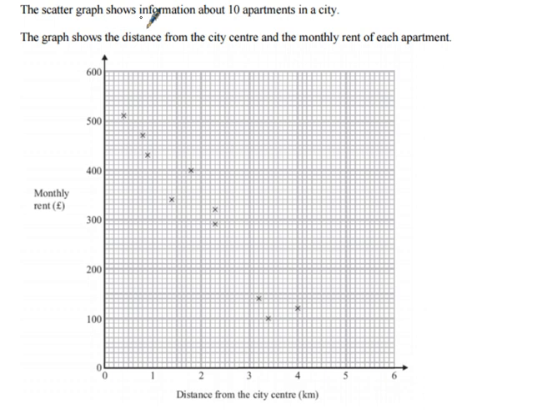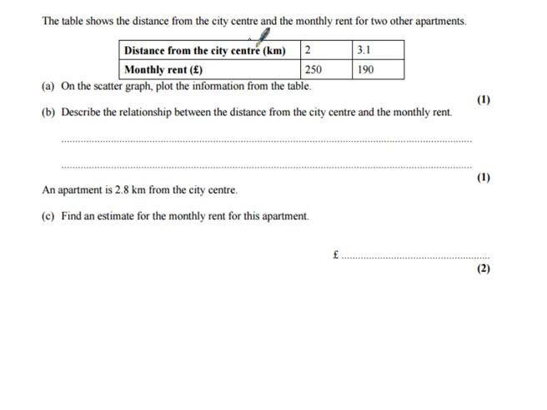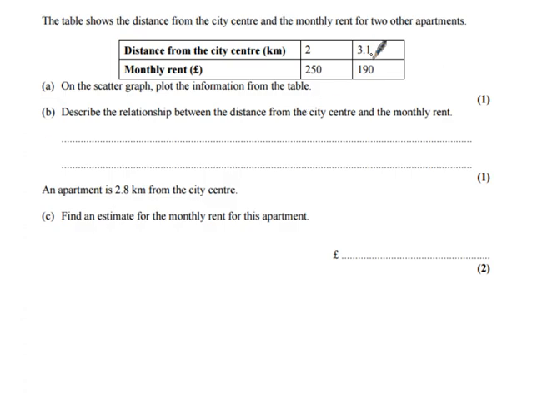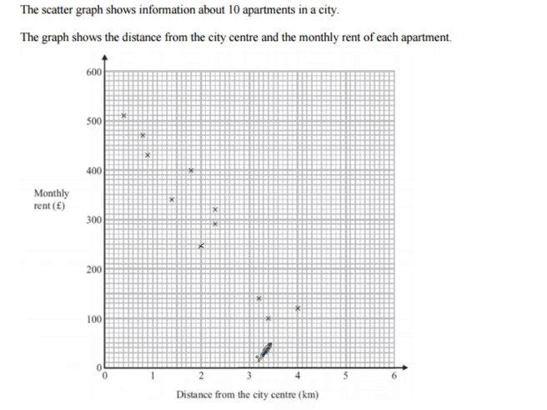Right, next one. A scattergraph shows information about 10 apartments in a city. The graph shows the distance from the city centre and the monthly rent of each apartment. So here's the graph. The table shows the distance from the city centre and the monthly rent for 2 other apartments. On the scattergraph, plot the information from the table. So we've got to plot 2 against 250. It's about there. Always use a cross because it's far more accurate than trying to do a circle or something like that. Next one is 3.1 and 190. So that's those 2 points plotted there.